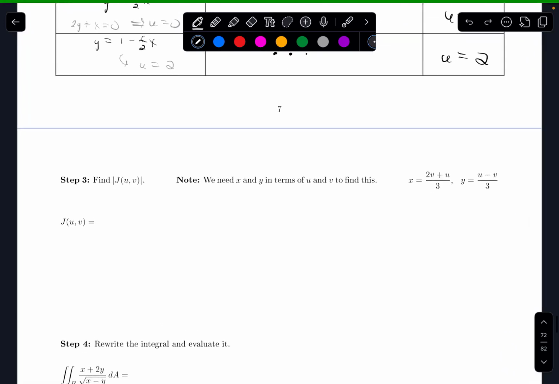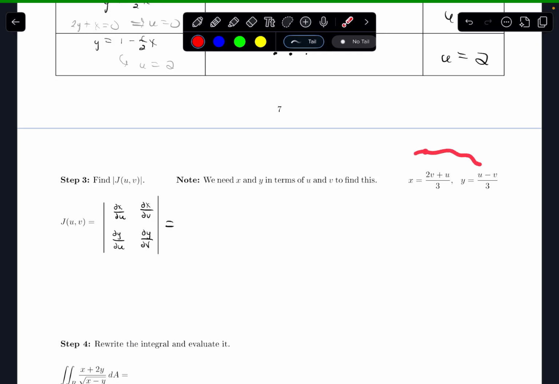So step 3 is we're going to find the Jacobian. So remember, the Jacobian, J of u comma v, is the absolute value of the determinant of, you take the partials of x up top, partial of x with respect to u, times the partial of x with respect to v. And then the partials of y on the bottom. The partial of y with respect to u, times the partial of y with respect to v. Okay, close that determinant.